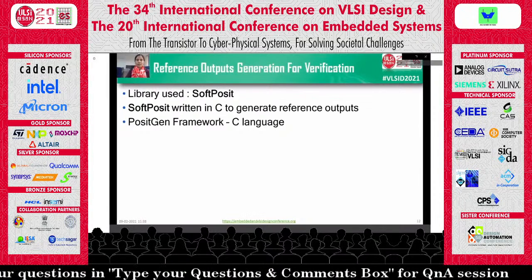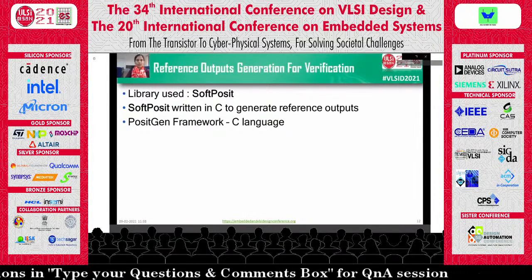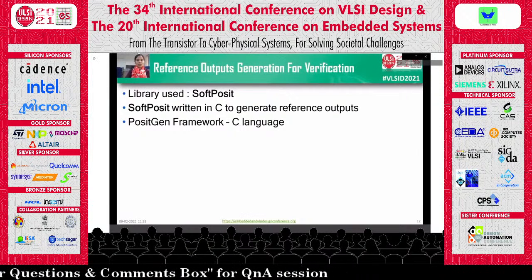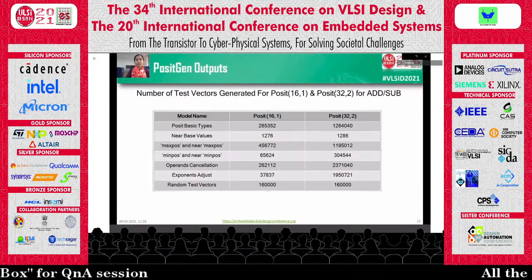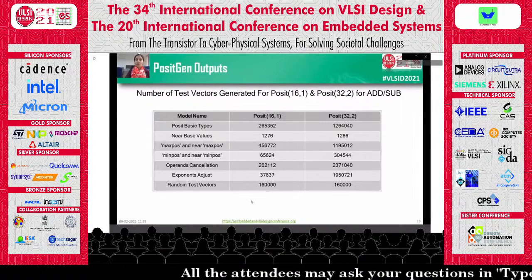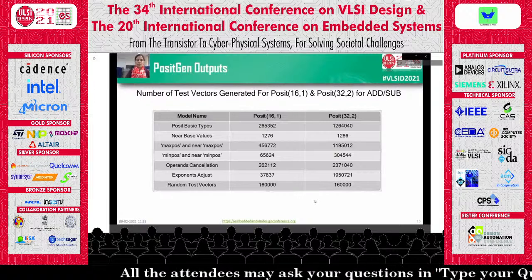Next is the reference output generation for verification. To generate reference output, we have used the SoftPOSIT library, which is written in C, and the POSIT-gen framework uses C language. Next is the POSIT-gen output. The table shows the number of test vectors generated by POSIT-gen models for POSIT 16.1 and POSIT 32.2 for addition and subtraction.